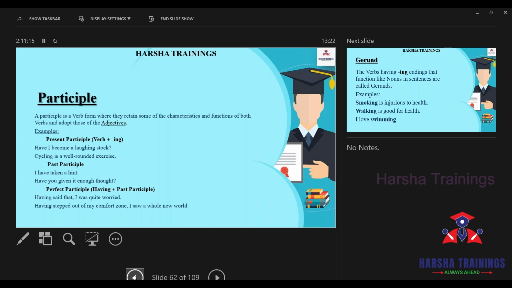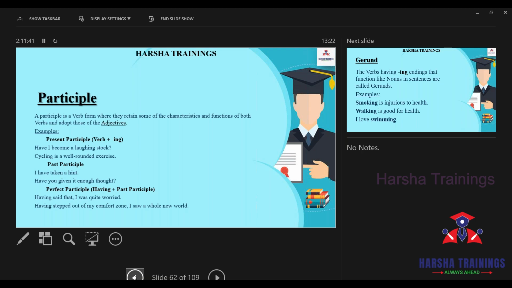Okay. Present participle, you have verb plus ing. Past participle, you don't add anything. It is the V3 form that I'm talking about. Take, took, taken. I have taken a hint. Taken is a participle form, right? Have you given it enough? Given. Give, gave, given. Right? So given is in the V3 form. That is a past participle form.